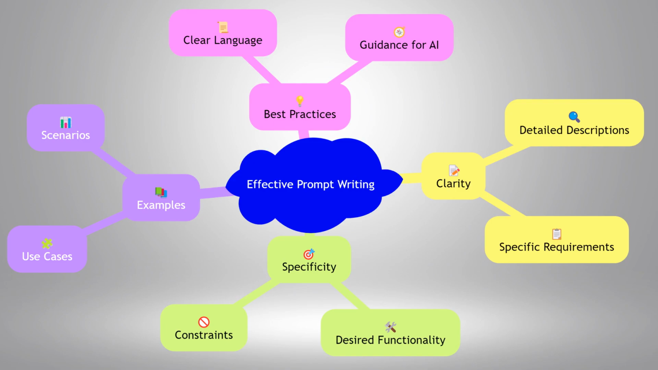A well-crafted prompt should include detailed descriptions of the desired functionality, any constraints or requirements, and examples if possible. For instance, instead of asking for a function to sort a list, a more effective prompt would be: a Python function that sorts a list of integers in ascending order using the quicksort algorithm. This level of detail helps the AI generate more accurate and relevant code.